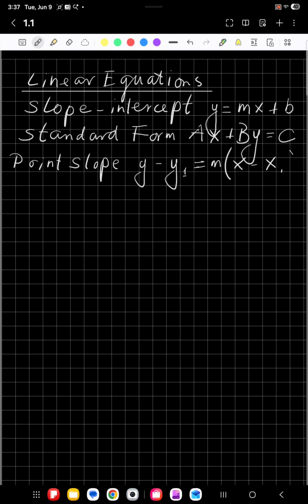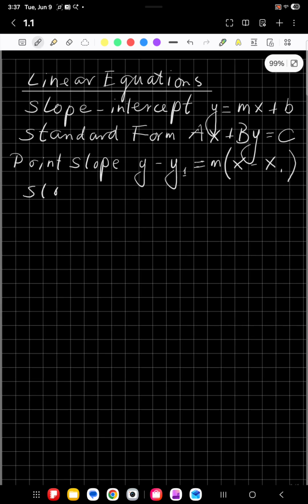Right, so x1, y1 is a point, right? So these are coordinates of a point. Okay, another important concept is slope, of course. And the formula we'll be using is the traditional one. We have rise over run.